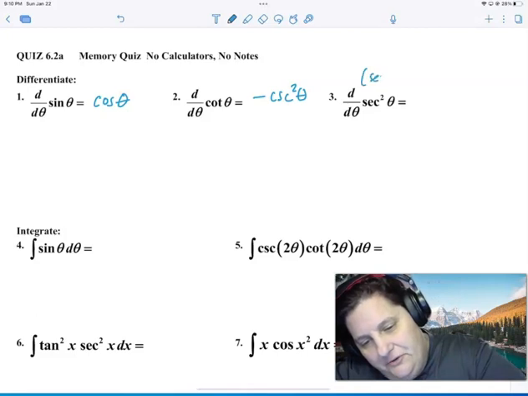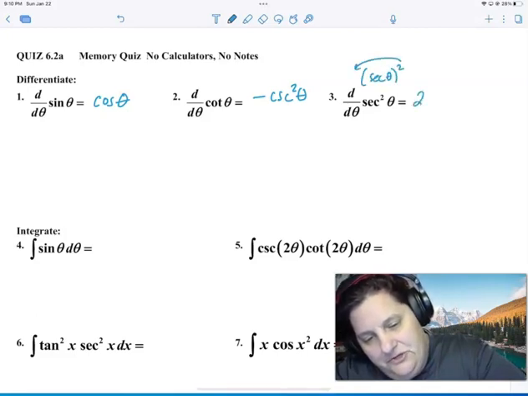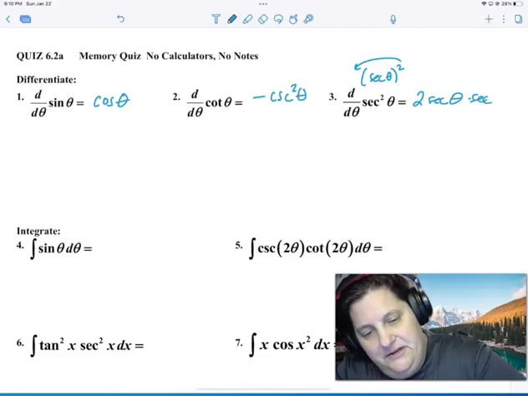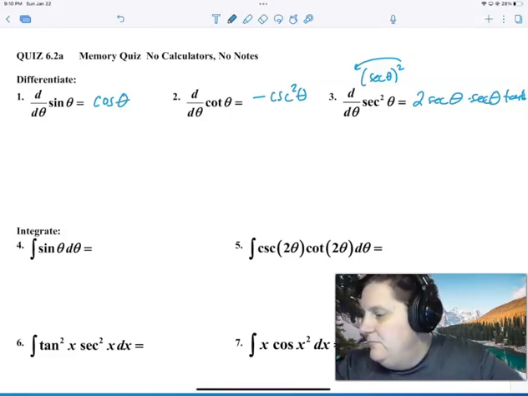I actually have to do a chain rule. It's 2 secant to the 1st times the derivative of the inside, and the derivative of secant is secant tangent. There we go. Okay.